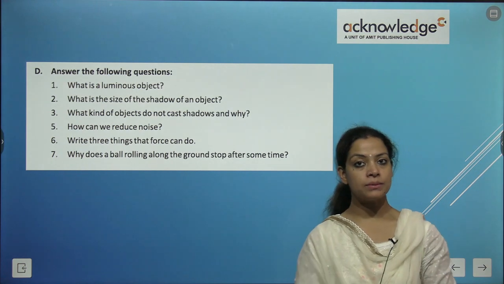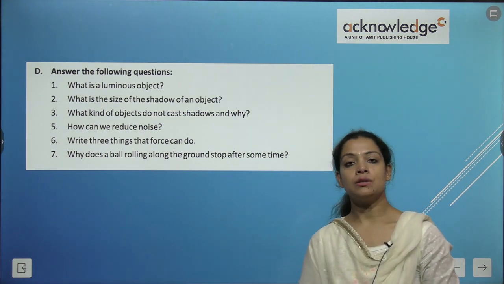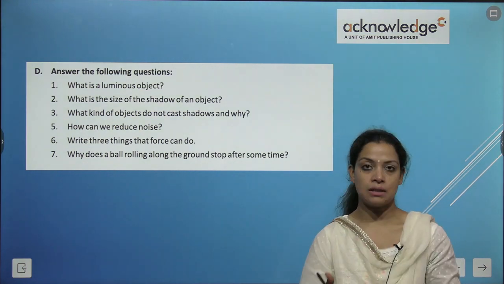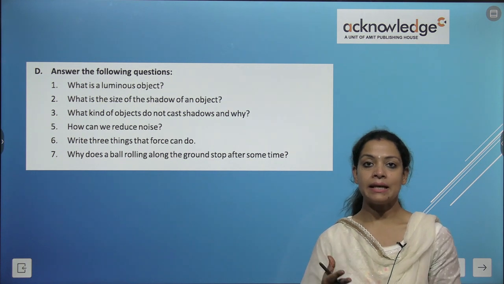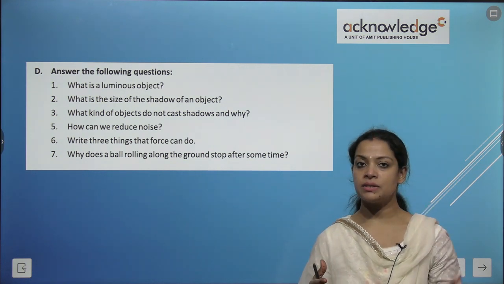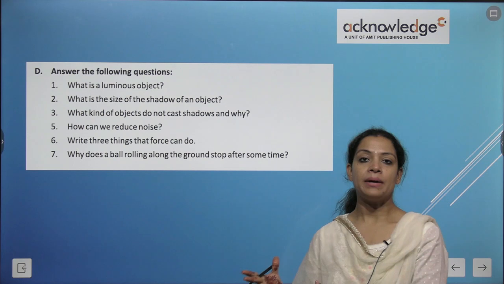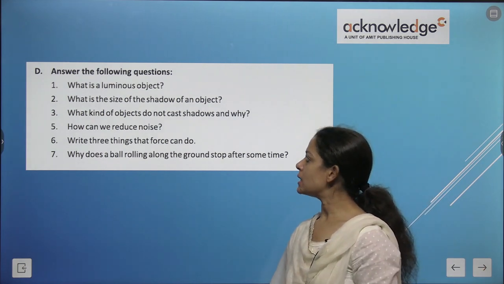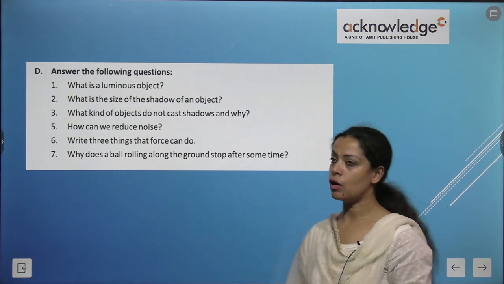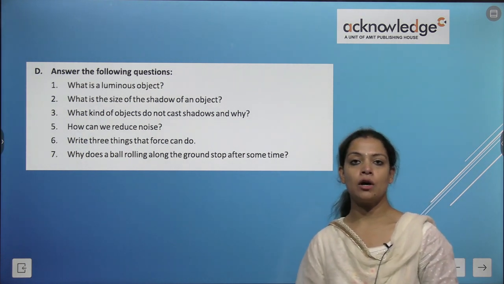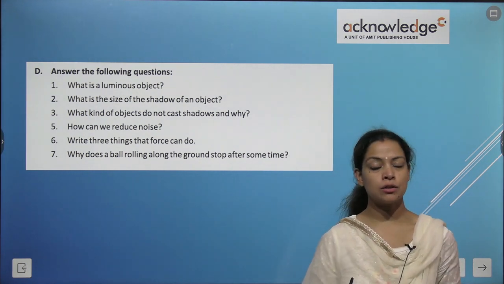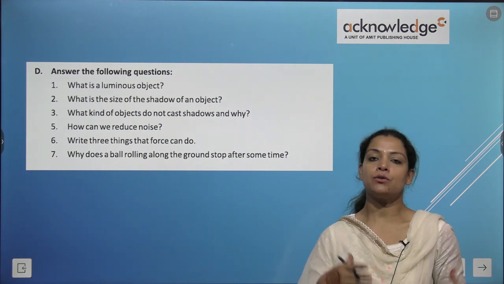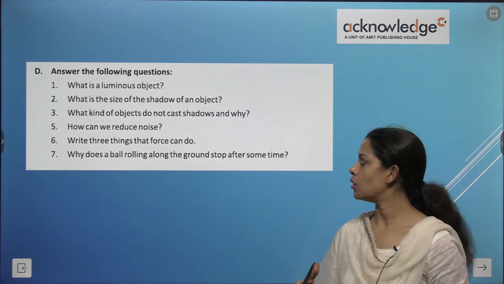What is a luminous object? So luminous objects are those objects which produce light, which emit light. Like the sun is the ultimate luminous object, sun, star, and there are man-made luminous objects like torch, bulb, LED lights. What is the size of the shadow of an object? So the size of the shadow of the object depends on the light on which it is falling. It could be bigger or smaller than the object.